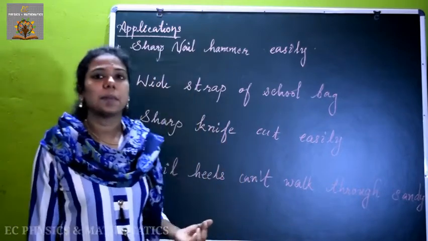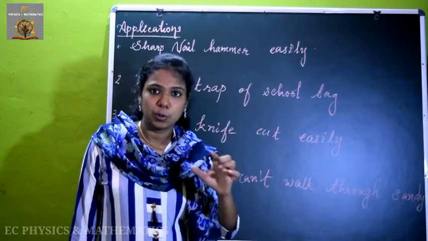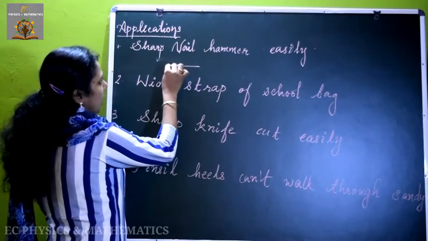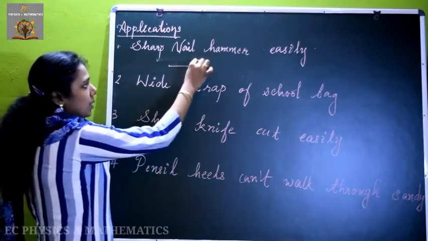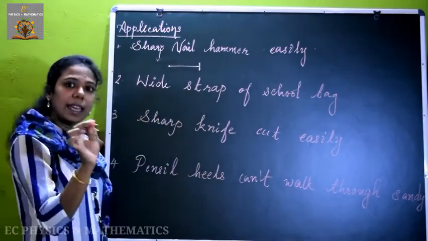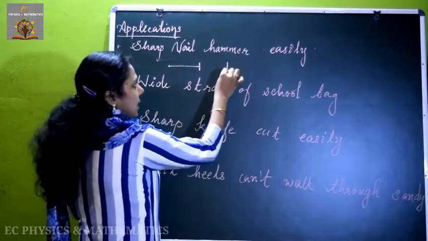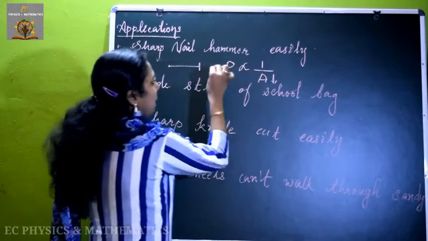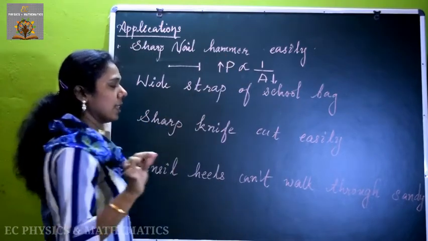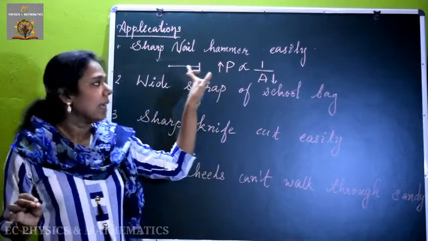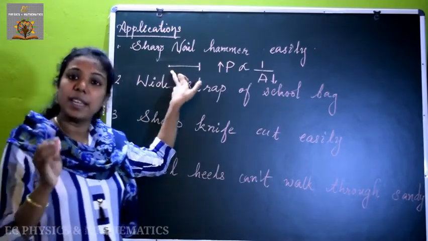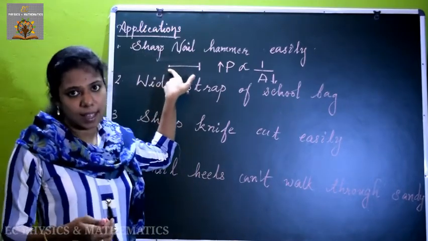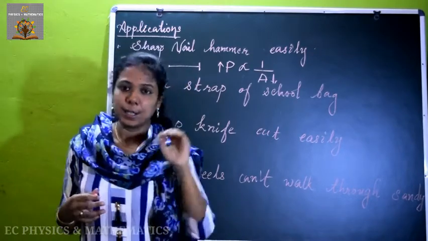First one, a sharp nail hammers in very easily. We know that the end of the nail is very thin. Thin means what? Thin means the area is very less. We know pressure and area are inversely proportional. If area is less, pressure is high. The nail end area is very less, so the pressure at the end of this nail is high. So it can penetrate very easily into the wall.